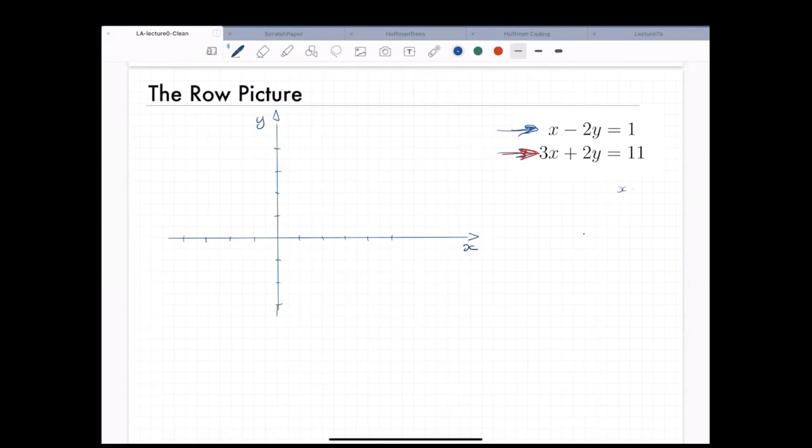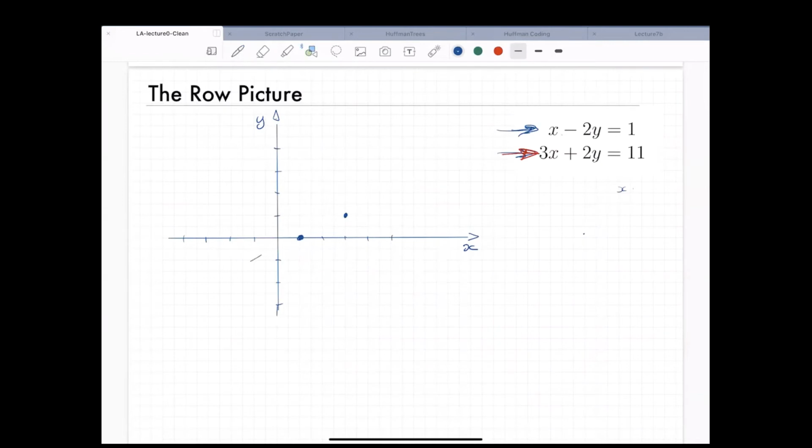So x is 1 and y is 0 at this point is clearly on the blue line, right? That satisfies this blue line. What else is on the blue line? How about x is 3 and y is 1? Does that work? Is that on the blue line? Am I correct? Please tell me if I'm correct. Maybe I'm making a mistake. I don't know. Yes. Okay.